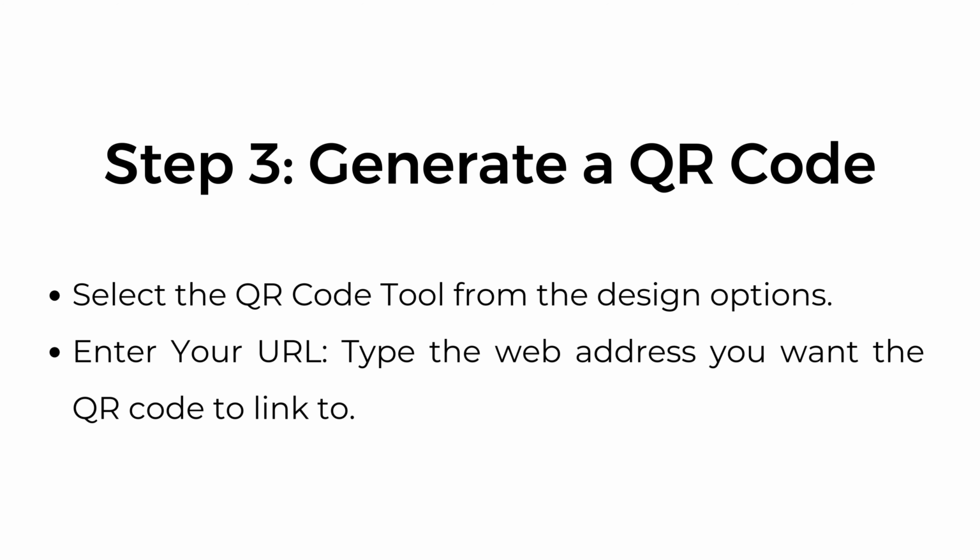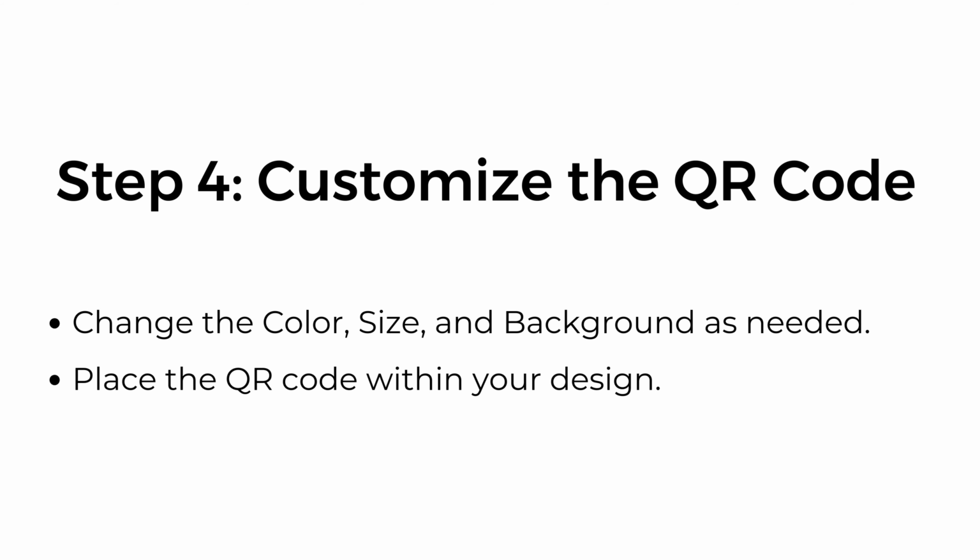Step 3. Generate a QR code. Select the QR code tool from the design options. Enter your URL. Type the web address you want the QR code to link to. Step 4. Customize the QR code. Change the color, size, and background as needed. Place the QR code within your design.